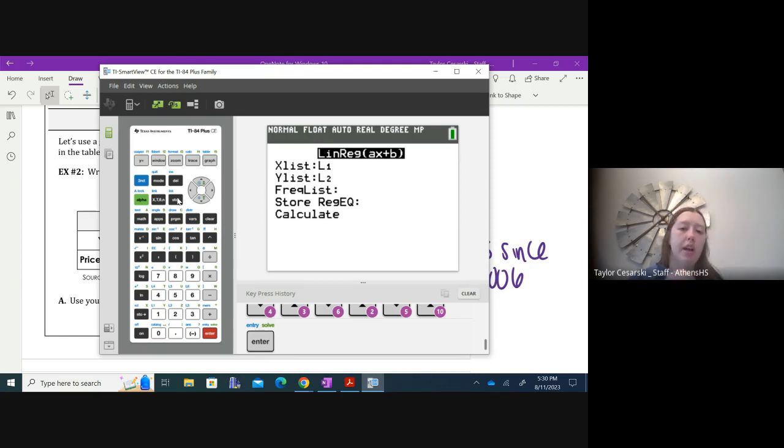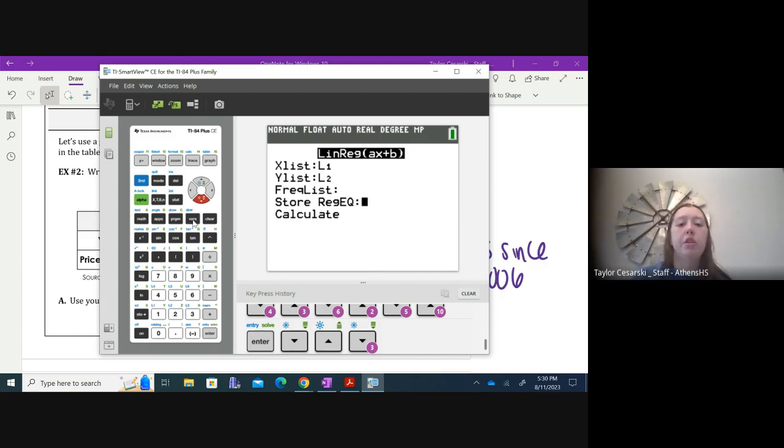If you have a newer calculator, it'll pull up this menu. If it doesn't, it automatically will do L1 and L2. So L1 is my X's, L2 is my Y's. This part is important. If you don't have the menu, you can just type this in. You don't need to put it anywhere. I think it maybe gives you a set of parentheses. I'm not positive about that if you have an older calculator.